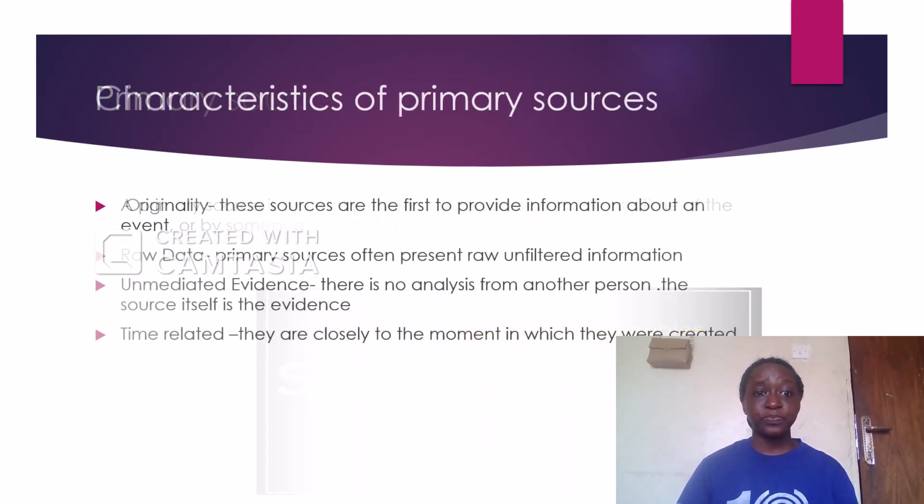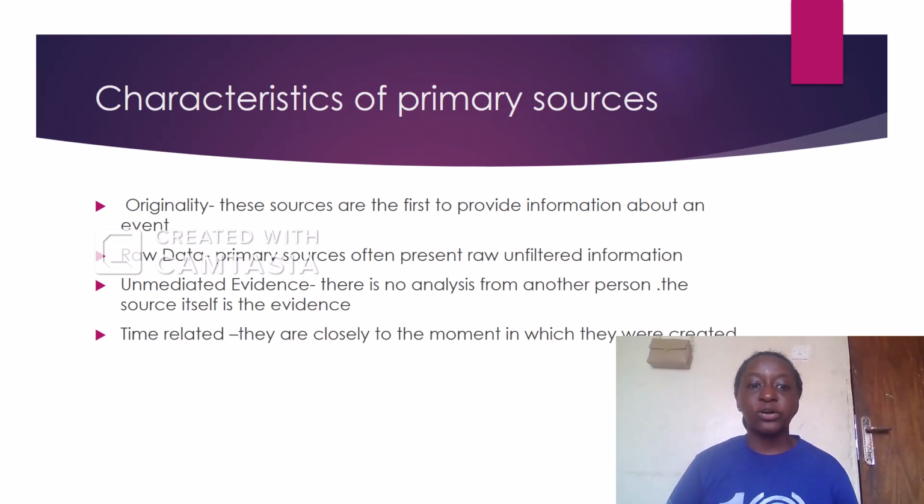Primary sources of information have different characteristics, and one of these characteristics is originality. These sources are the first to provide information about something. Maybe it was a piece of cloth, maybe a piece of art, and it is providing information about something, and it is the first. That is what we call originality, and it is a characteristic of a primary source of information.